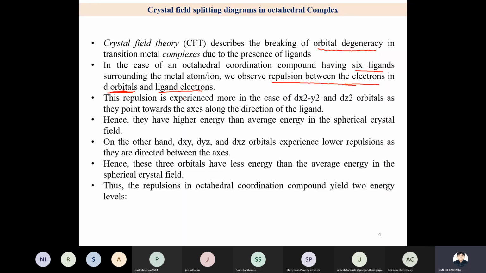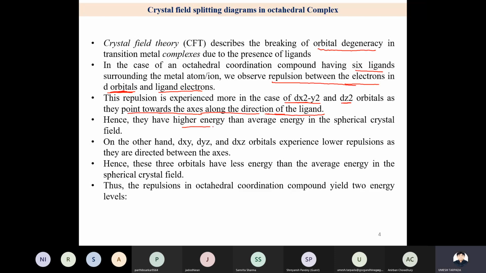Because of this repulsion, it is experienced more by the dx square minus y square and dz square orbitals, and if repulsion is more then the energy is higher. The reason is that the lobes of these orbitals point towards the axes, along the direction of the ligands, and because of this you get this set with more energy.